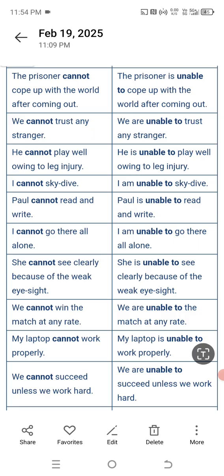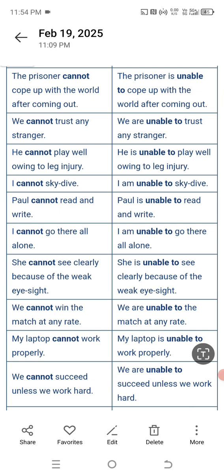We cannot trust any stranger. We are unable to trust any stranger. He cannot play well owing to leg injury. He is unable to play well owing to leg injury. I cannot skydive. I am unable to skydive. Paul cannot read and write. Paul is unable to read and write. I cannot go there all alone. I am unable to go there all alone.